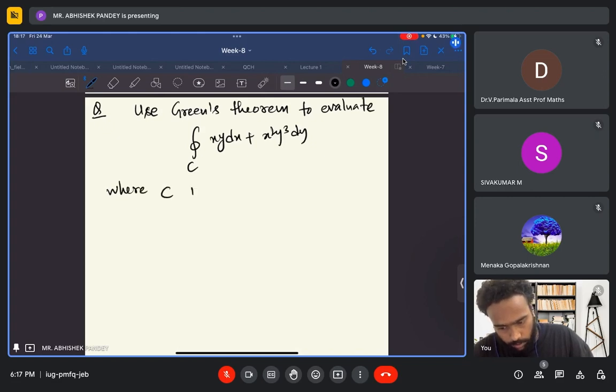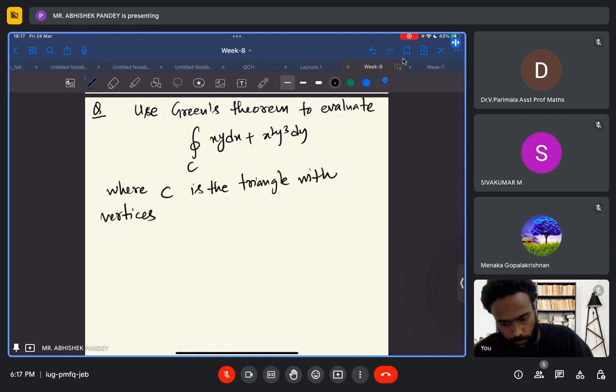C is the triangle with vertices 0 comma 0, 1 comma 0 and 1 comma 2, with obviously positive orientation.